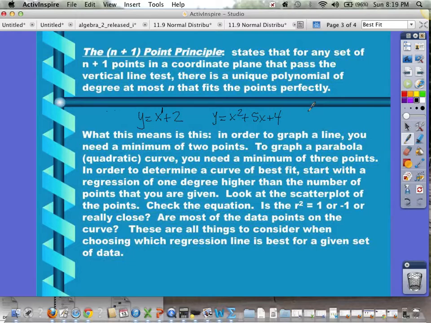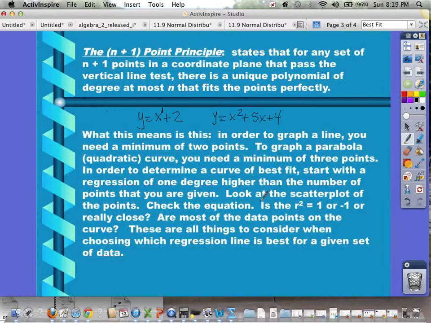Now, once they get to 6 points, pretty much it's always going to be cubic or quadratic. You don't have anything else outside of that. So once you get to that, just know it's probably going to be cubic or quadratic, and start there. The best way to tell is to look at the scatter plot of the points. Once you get it all in, you hit zoom 9. What do the scatter plot points look like? Are they curving? Are they a straight line? Try to figure out a general idea.